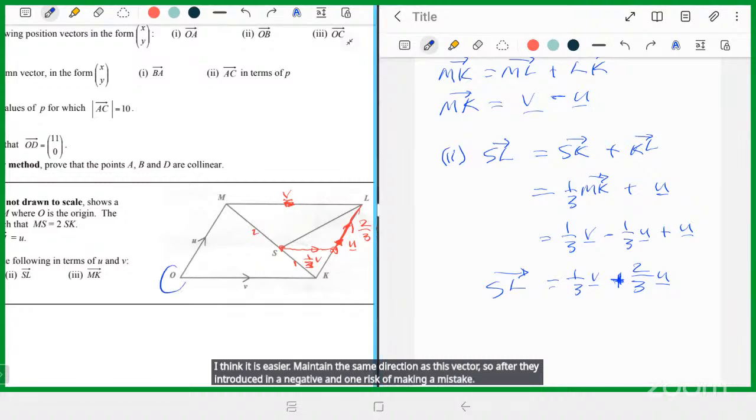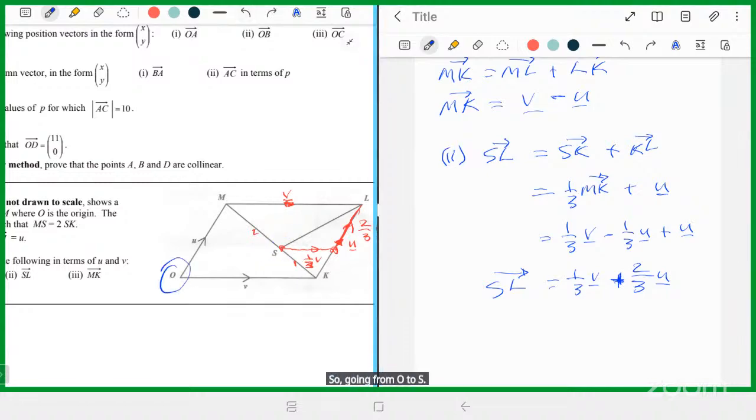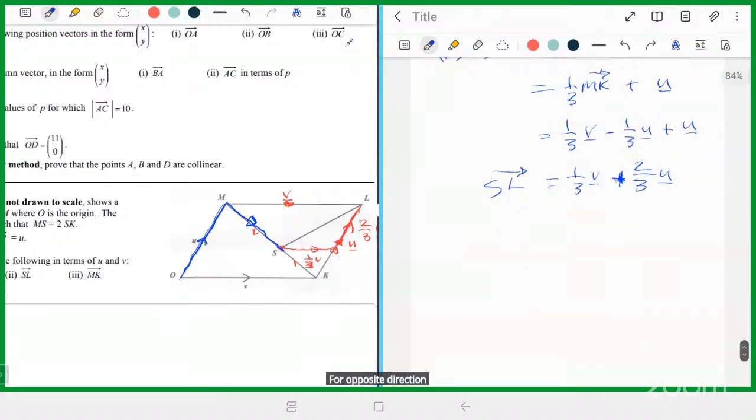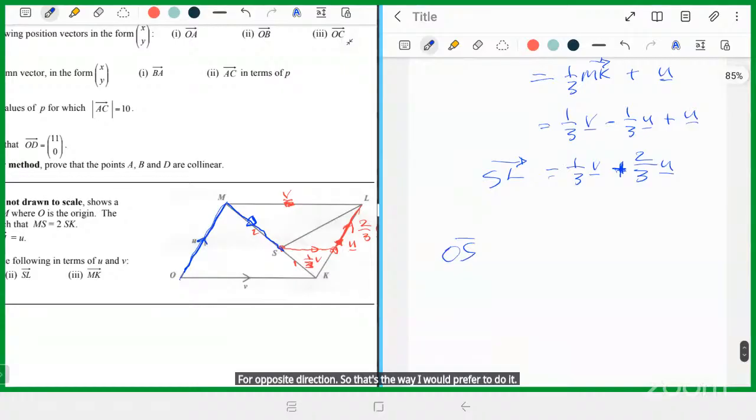So going from O to S using another pathway, we'll come up to M first using this U vector, and then come down here using 2/3 of the MK. Simple as that. I believe this is the easier way, because you don't have to introduce any negative for opposite direction. So that's the way I would prefer to do it. Going from O to S is the same as going from O to M first, and then from M to S.